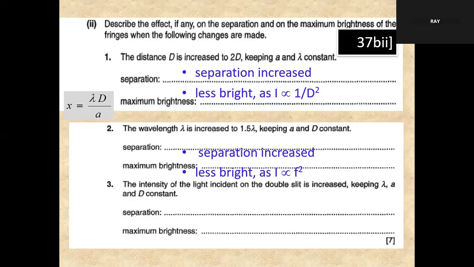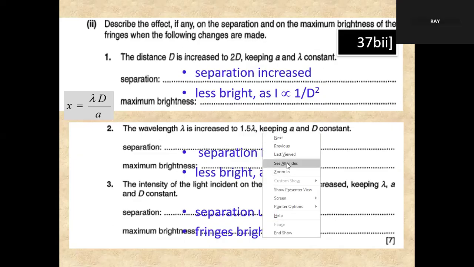Intensity, I think separation, nothing changed. And then maximum brightness increase. Brighter. You increase intensity, more energy passes through, so it's brighter. Okay, yeah.